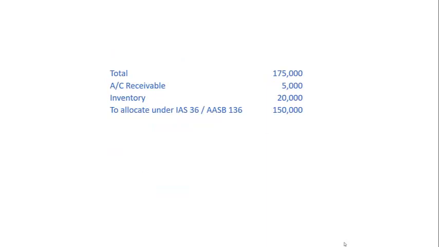What we need to recognise is there are some assets that AASB 136 (IAS 36) does not apply to. For example, accounts receivable are a financial asset, and that would be accounted for as a financial asset, and its value would be reduced by $5,000. Inventory is accounted for in terms of accounting for inventories, IAS 2, AASB 102, and that would be recorded at the lower of net realisable value or cost, and so it would have the value reduced by $20,000, and that would leave an amount of $150,000 to be accounted for in terms of IAS 36, AASB 136.